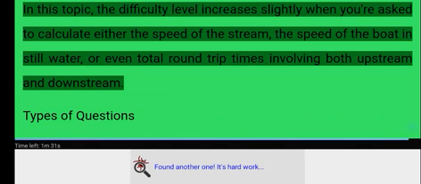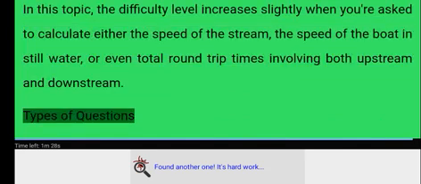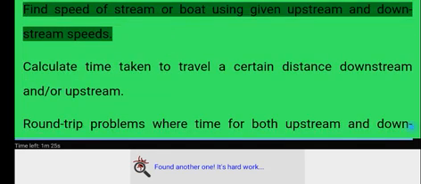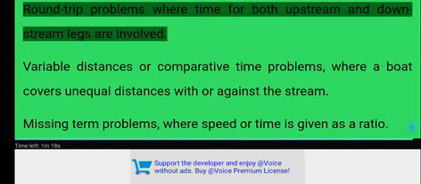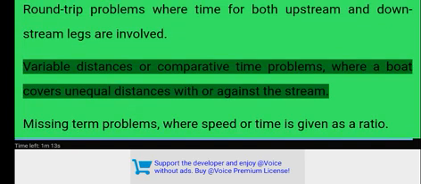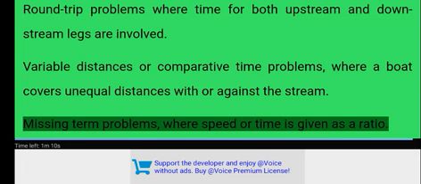In this topic, the difficulty level increases slightly when you're asked to calculate the speed of the stream, the speed of the boat in still water, or even total round trip times involving both upstream and downstream. Types of questions: find speed of stream or boat using given upstream and downstream speeds. Calculate time taken to travel a certain distance downstream and/or upstream. Round trip problems where time for both upstream and downstream legs are involved. Variable distance or comparative time problems, where a boat covers unequal distances with or against the stream. Missing term problems, where speed or time is given as a ratio.